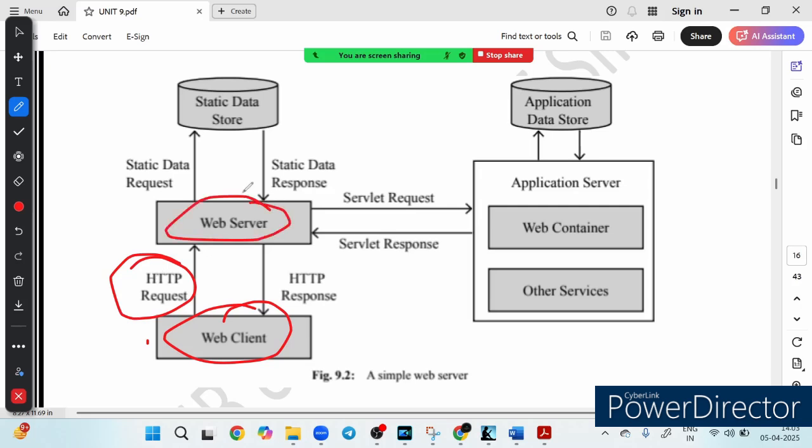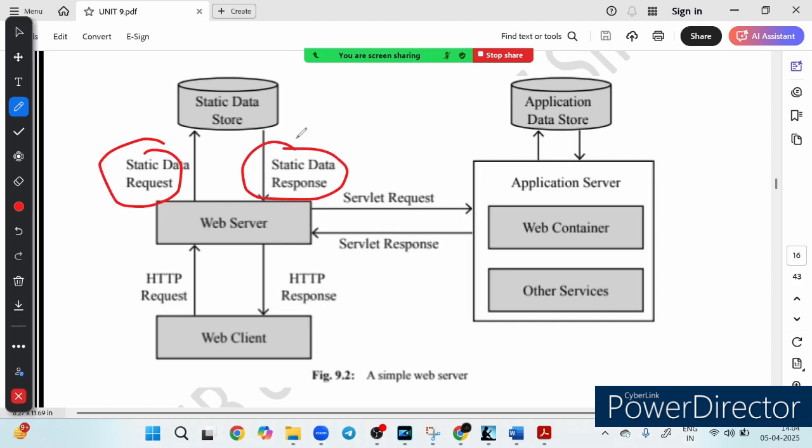Now the web server checks, is it a simple request like showing a web page or image? If yes, then it grabs that data from the static data source and sends it back to you. This is called a static data response. Example: bank homepage, logo, or general information.